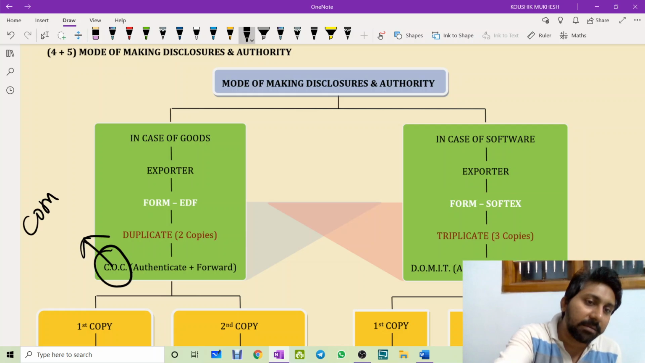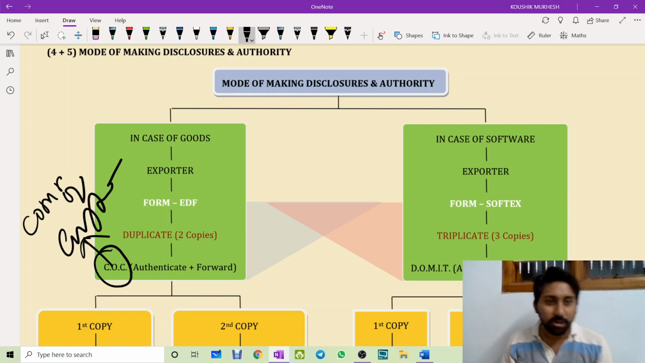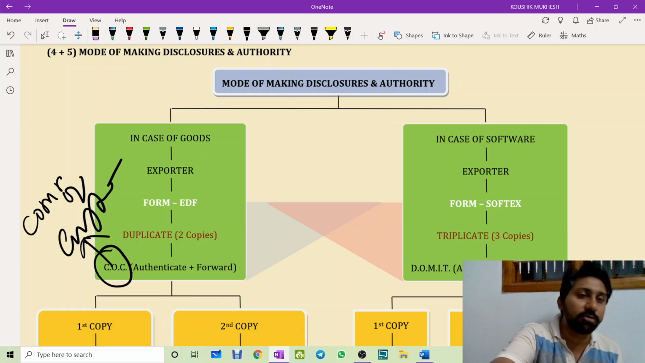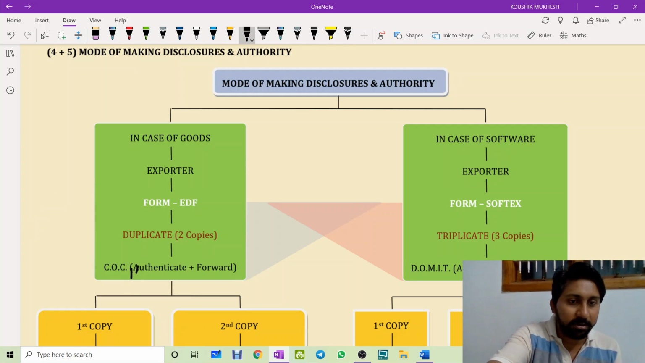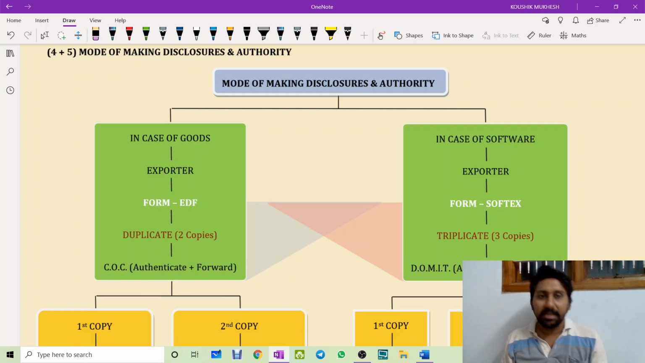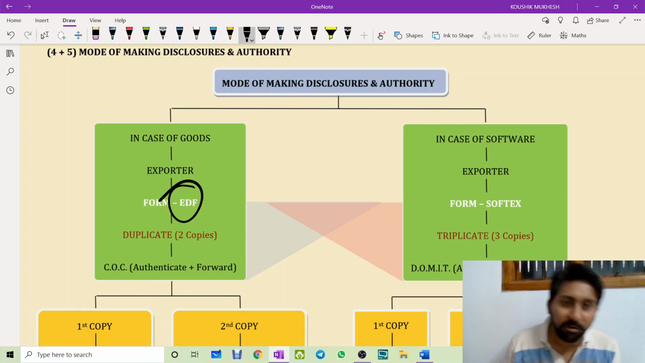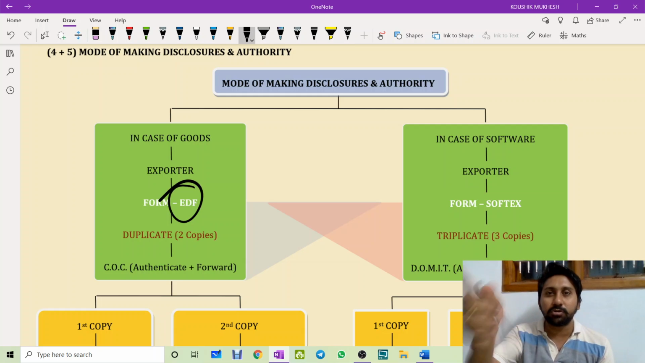COC means Commissioner of Customs. So the point that we need to understand in this connection is, in case of goods, the exporter has to file form number EDF, full form is export declaration form, in duplicate, in two copies, to the COC.